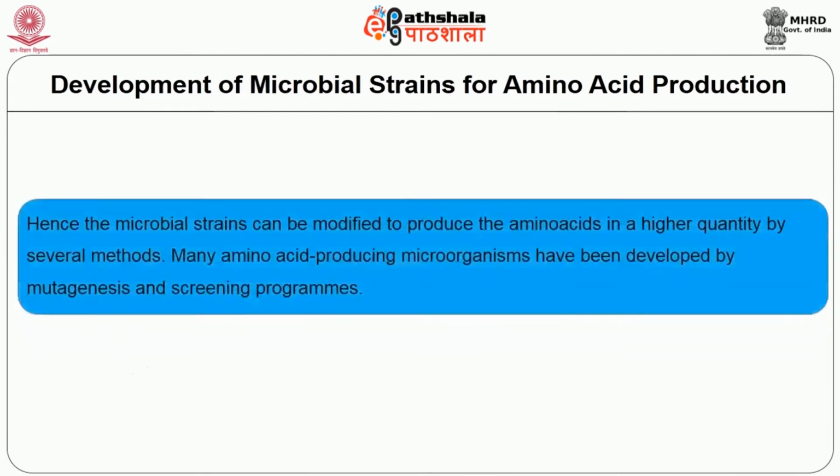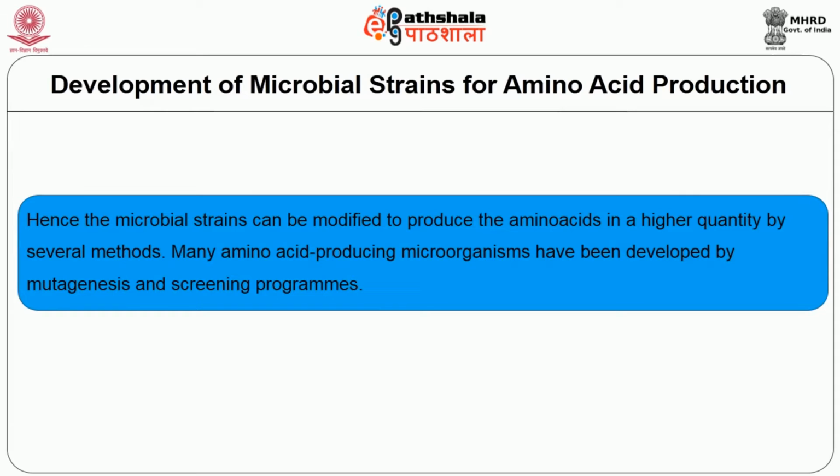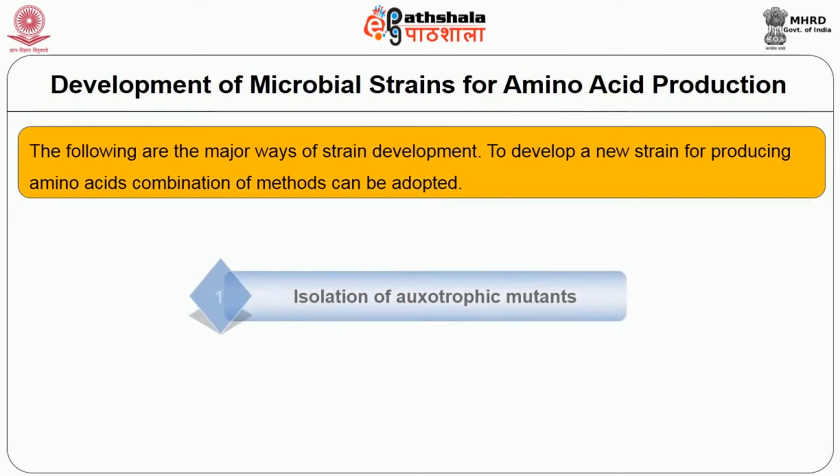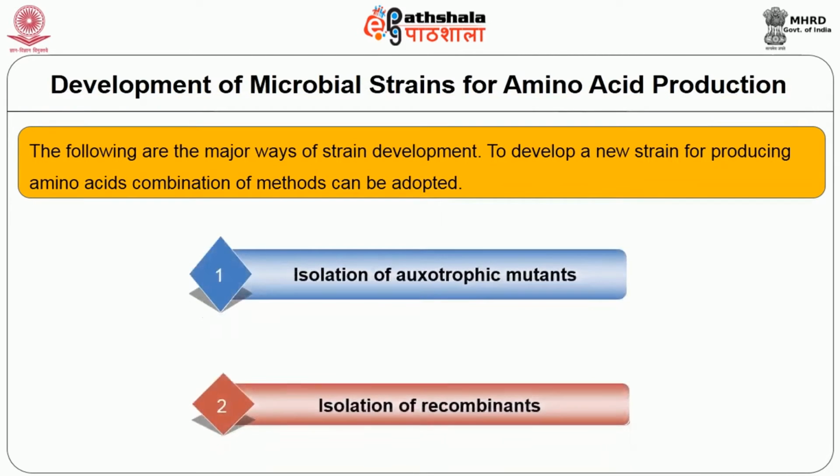Hence, the microbial strains can be modified to produce the amino acids in a higher quantity by several methods. Many amino acid producing microorganisms have been developed by mutagenesis and screening programs. The following are the major ways of strain development. So, to develop a new strain for producing amino acids, a combination of methods can also be adopted.